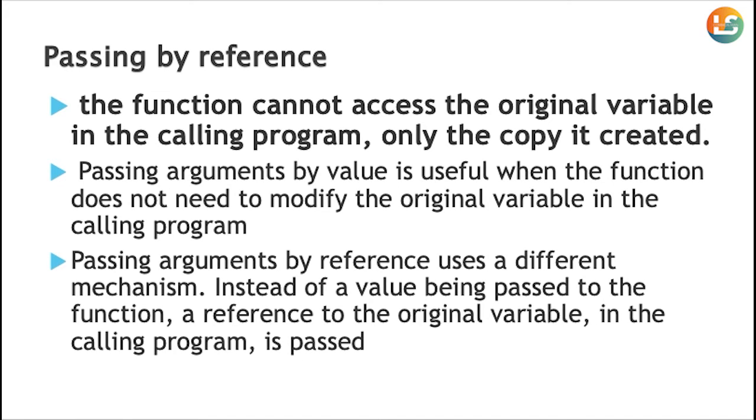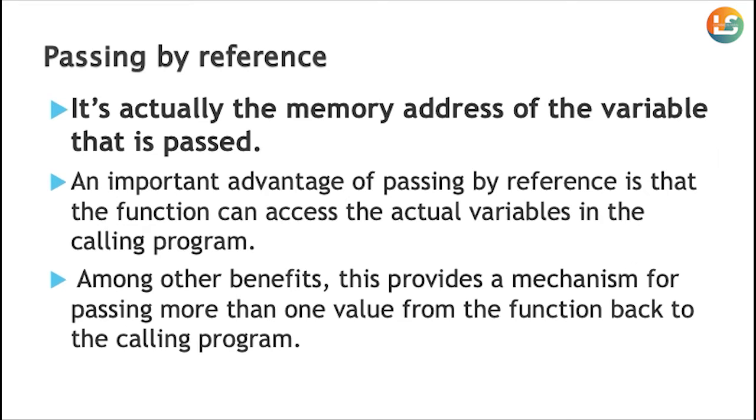Passing arguments by reference uses a different mechanism. Instead of a value being passed to the function, a reference to the original variable in the calling program is passed. It is actually the memory address of the variable that is passed. An important advantage of passing by reference is that the function can access the actual variable in the calling program. Among other benefits, this provides a mechanism for passing more than one value from the function back to the calling program.